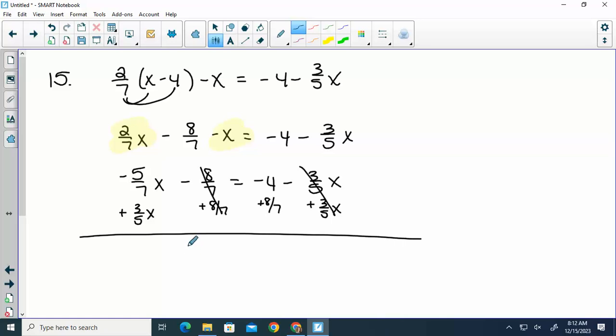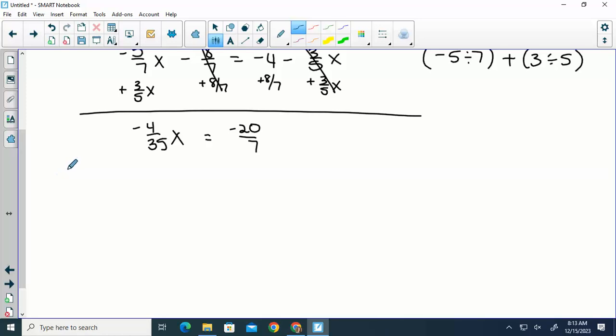-5/7 plus 3/5. So if you're doing it on your calculator, you just do parentheses, -5 divided by 7, close your parentheses, plus 3 divided by 5. And you can do math number 1 to turn it into a fraction. So we would get -4/35. Okay, over here, -4 plus 8/7 is -20/7.